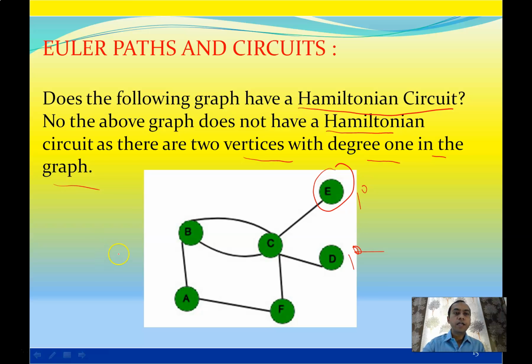So you find whether an Euler path and Euler circuit are possible in this graph. You find.